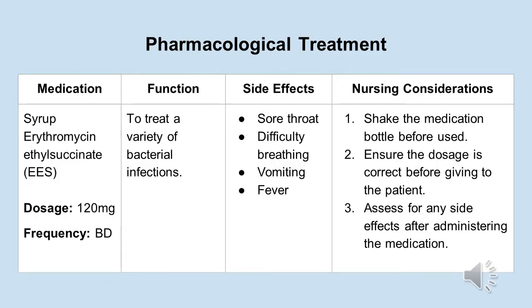For the pharmacological treatment, the infant has been given syrup erythromycin ethyl succinate. The dosage is 120 mg and the frequency is 2 times per day. The function of this medication is to treat a variety of bacterial infections. The side effects are sore throat, difficulty breathing, vomiting, and fever.